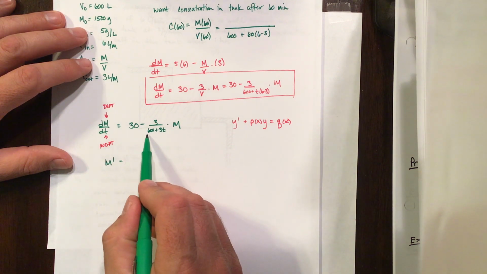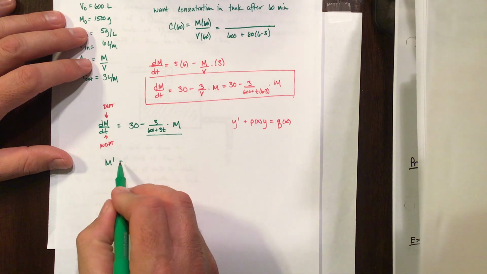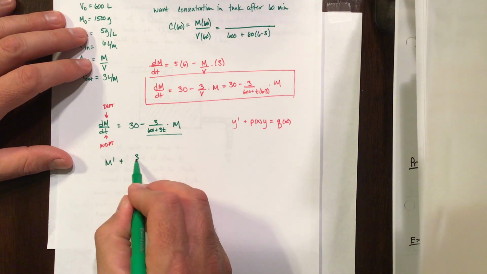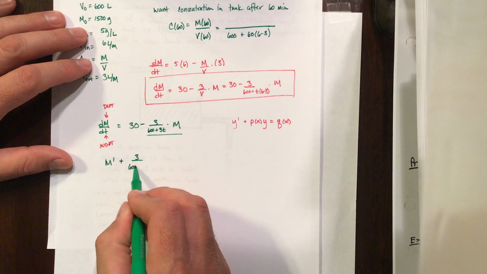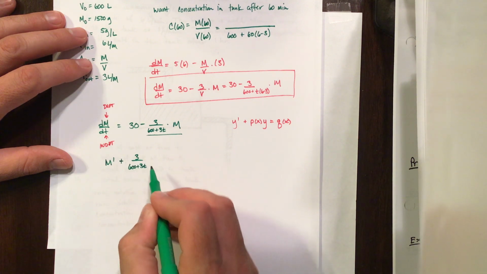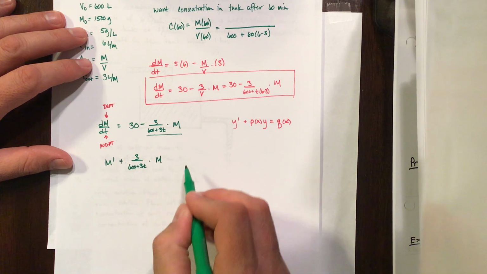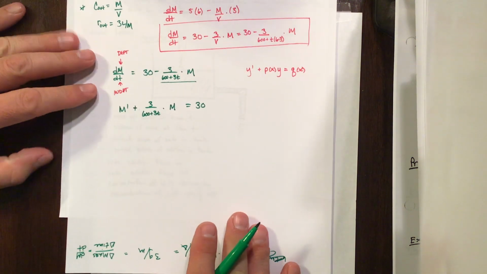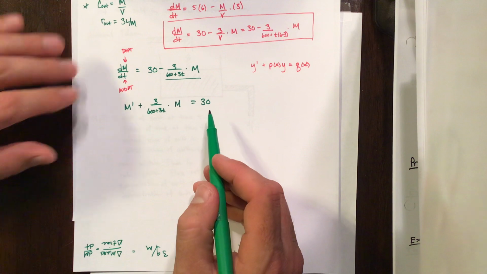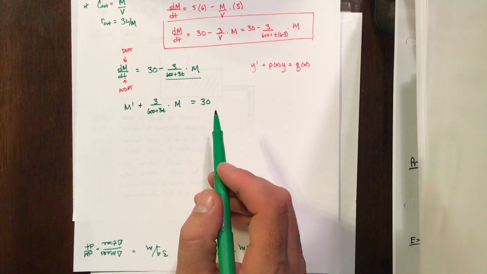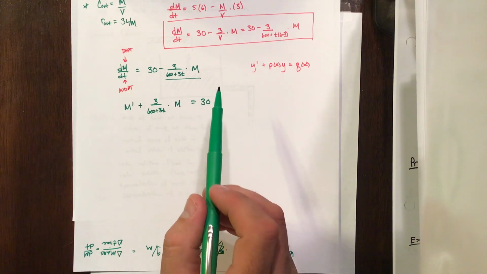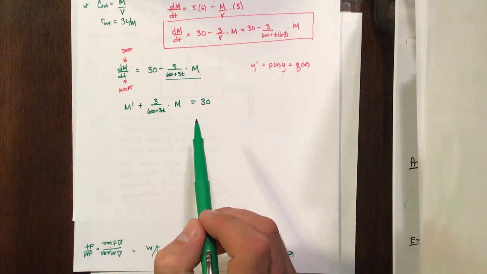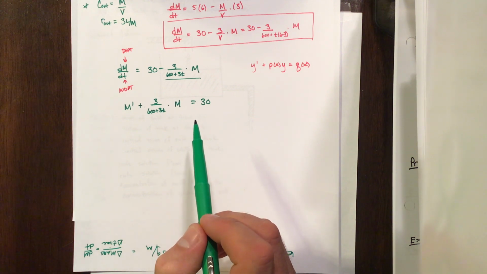So this term right here involves an m, so I'll add that over. So we get 3 over 600 plus 3t times m equals what? 30. So there are no x's on this side of the equation, but that's not a problem. So now the differential equation is of the form that we're familiar with.